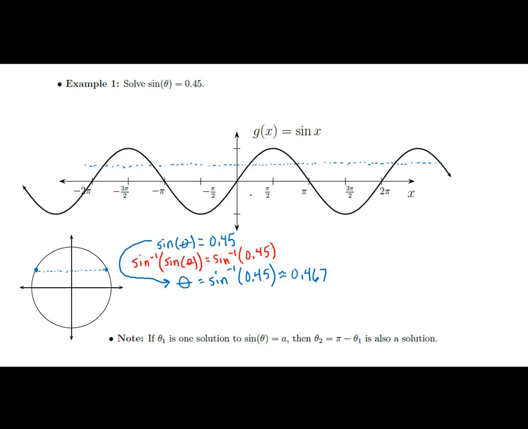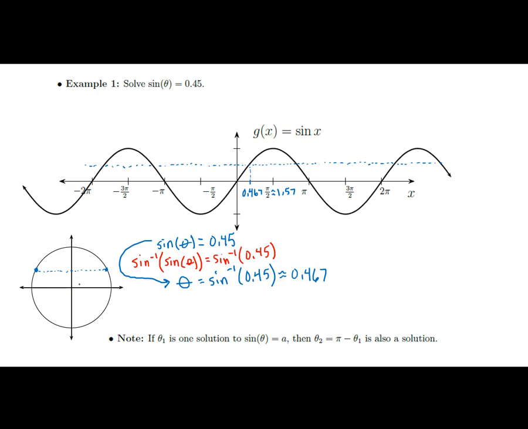Now let's go to the graph here and make sure that that seems reasonable. So 0.467, it looks like my first solution should be right about here. And let's remember that pi over 2 is about 1.57. So this is a little under a third of the way to pi over 2. So I'm feeling pretty good about the fact that I got 0.467 here as a solution. That seems to agree with my graph.